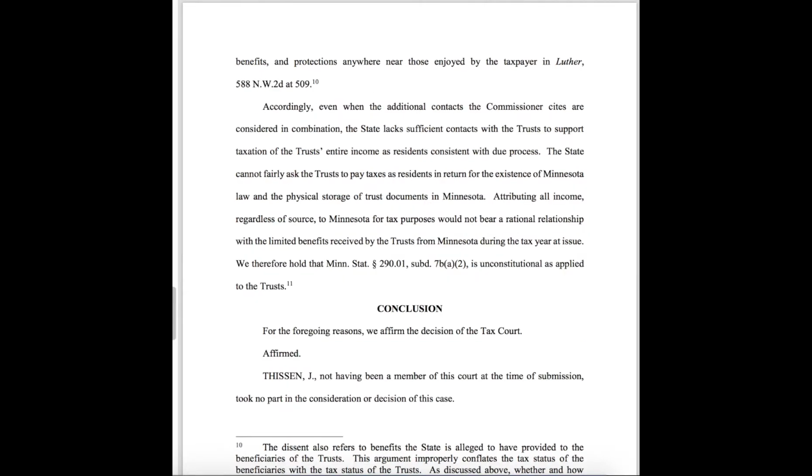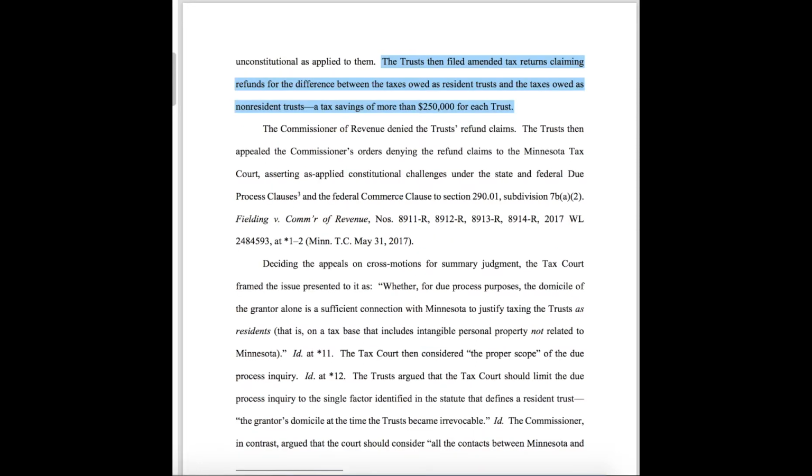Now we're going to look at the difference in how a resident trust is taxed compared to a non-resident trust when the grantor is not in control. So we'll look at the divide in currency when the grantor owns the trust and when an out-of-state trustee owns the trust. And you'll see why it's important. You'll see why jurisdiction is important. The trust then filed amended tax returns claiming refunds for the difference between the taxes owed as a resident trust and taxes owed as a non-resident trust, a tax savings of more than $250,000 for each trust.